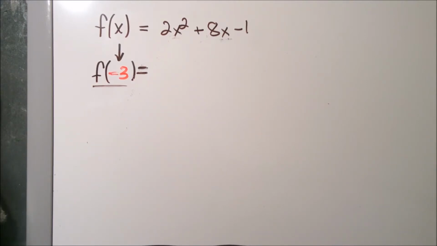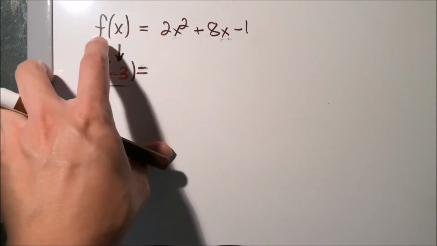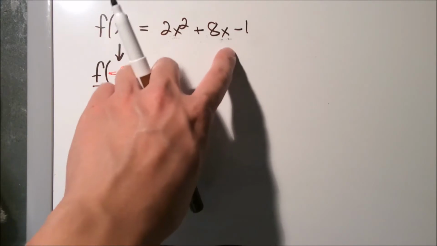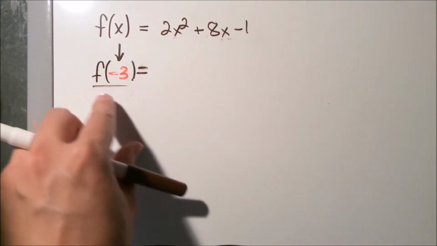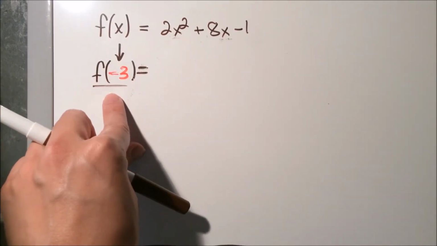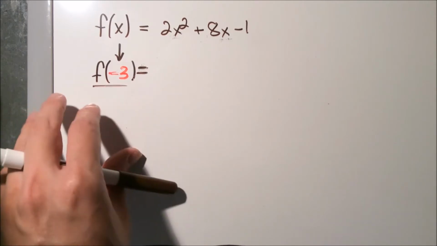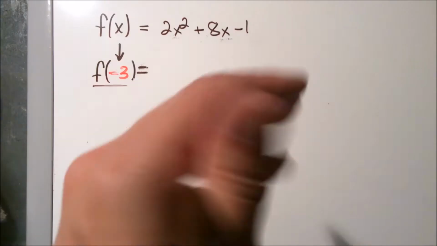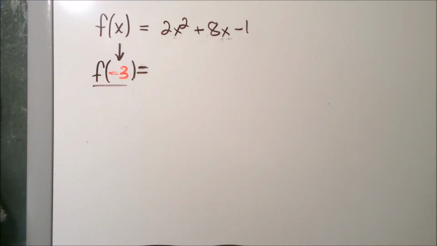Alright, so today we are going to be evaluating functions. In this example, you have f of x equals 2x squared plus 8x minus 1, and it's asking you to evaluate f of negative 3. So when you're evaluating, you are simply solving or simplifying for an answer.